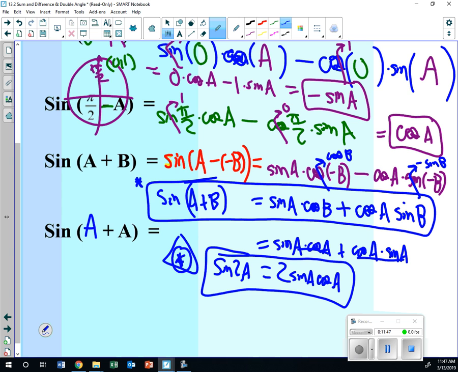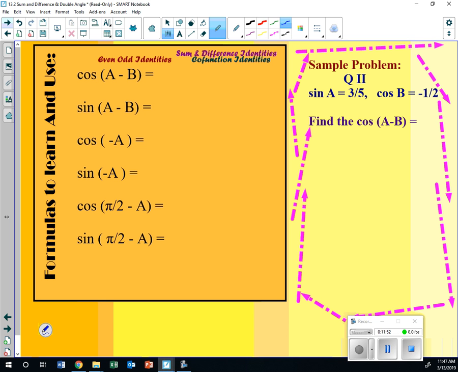Now, what in the world are you going to do with this stuff? What are you going to do with all these formulas? Well, we can actually do problems with them, and this is the classic problem. They give you sine of a equals 3/5, cosine of b equals negative 1/2 in quadrant 2, and you're going to find the cosine of a minus b. Now, this looks like it might be really hard, but it's very systematic, and you're going to do great on it. First thing I want you to recognize is how many arc lengths are we talking here? 1 or 2?